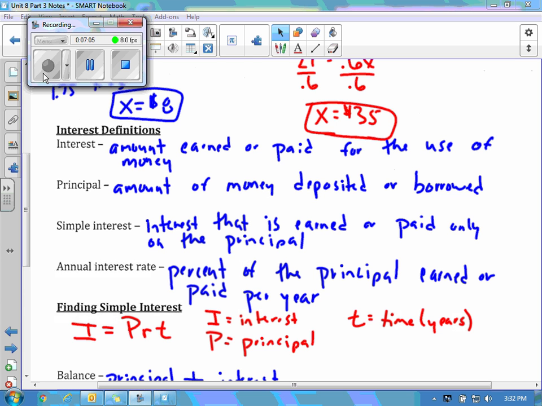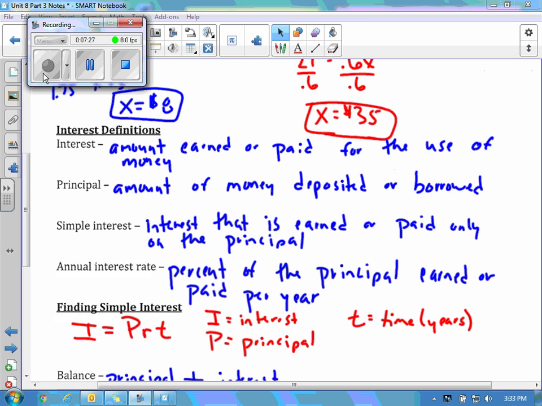So the first one is interest. Interest is the amount earned or paid for the use of money. So interest ties directly in with principal. Principal is the amount of money deposited or borrowed. So if I want to borrow money from the bank, they're not just going to have me pay back exactly what I borrowed. I'm going to have to pay back what I borrowed and interest is earned on it.